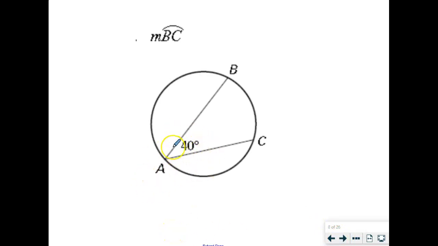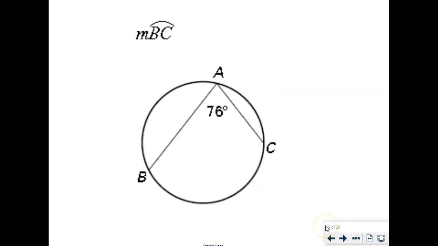So here we have an inscribed angle, but this time I want arc BC. So remember, got to go backwards. Instead of dividing, you are going to multiply. So 40 times 2, and arc BC is 80 degrees. Easy.